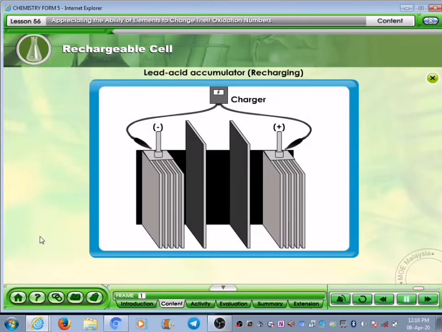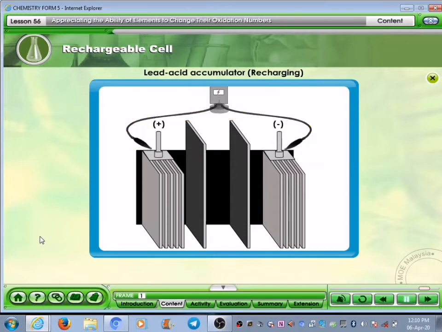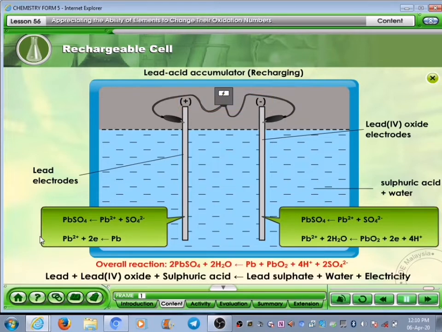When the car engine is running, or when the battery is connected to a charger, electric current is passed through the battery. This reverses the sign of the terminals and reverses the process at the terminals too. The battery is again able to supply electric current.